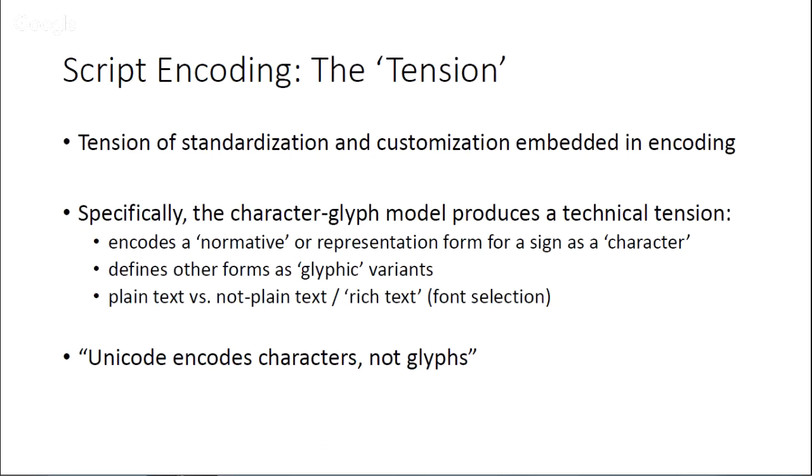And that's where the tension lies to me, is that the tension of standardization and customization is embedded in the actual encoding process. Because the character encoding, the character glyph model produces a technical tension. That is, it encodes a normative or representative form of a sign as a character, but it defines other forms as glyphic variants. So standard versus variant, and plain text versus not plain text. And the mantra in Unicode is that Unicode encodes characters, not glyphs. So capital letter A, but not all those fancier italicized or bookhand forms.